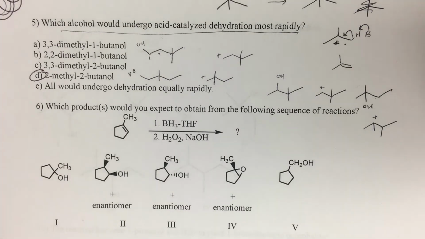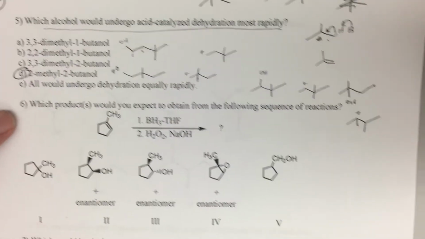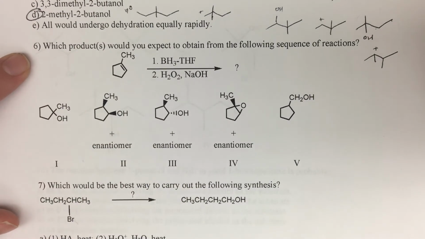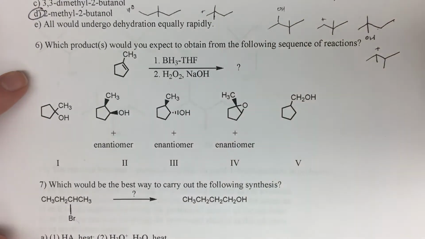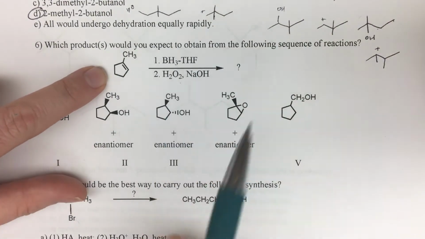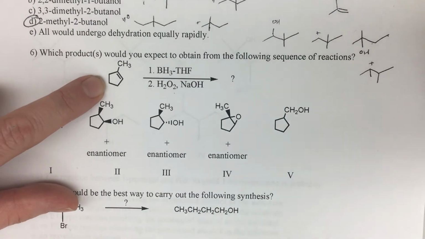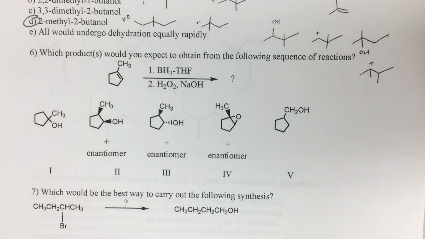Okay, and then next we're going to go over question 6. Which products would you expect to obtain from the following sequence of reactions? So this is hydroboration oxidation. So this is addition of an alcohol. You're going to get syn addition, so they'll add to the same side. But they're going to add anti-Markovnikov.